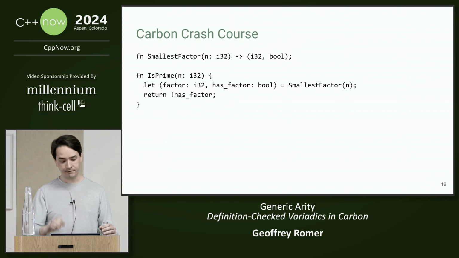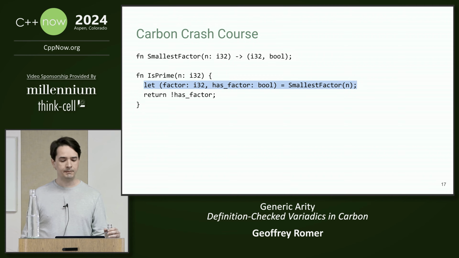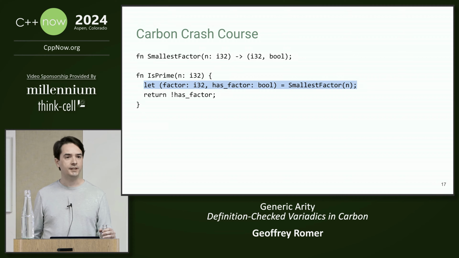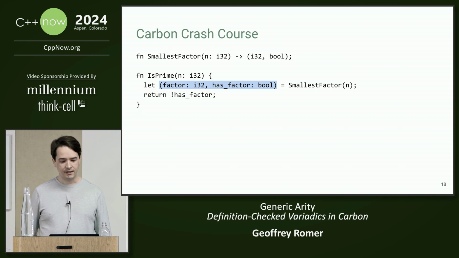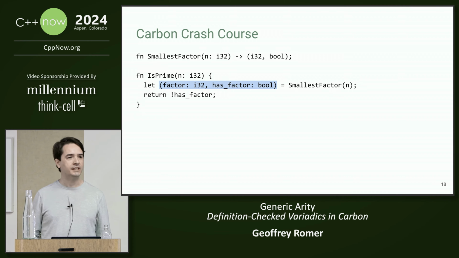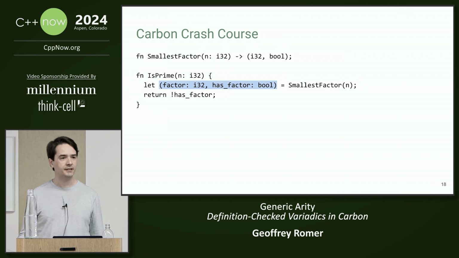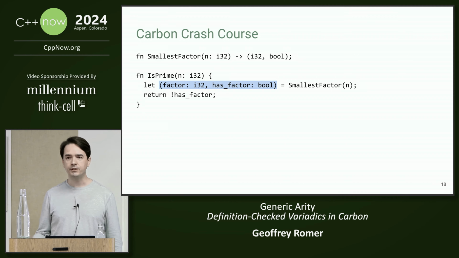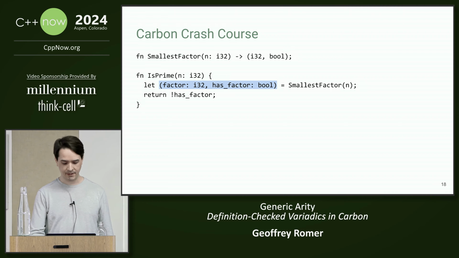Here's an example of a call to that function. And this line is roughly the Carbon equivalent of a C++ structured binding. And it's actually an example of Carbon's general support for pattern matching. Instead of a binding pattern after the let, like in the previous example, here we have a tuple pattern. A tuple pattern is roughly the same syntax as a tuple literal. It's parentheses with a comma-separated list of elements. But the elements are patterns rather than expressions. So instead of constructing a tuple from the elements, this is destructuring a tuple into its elements.